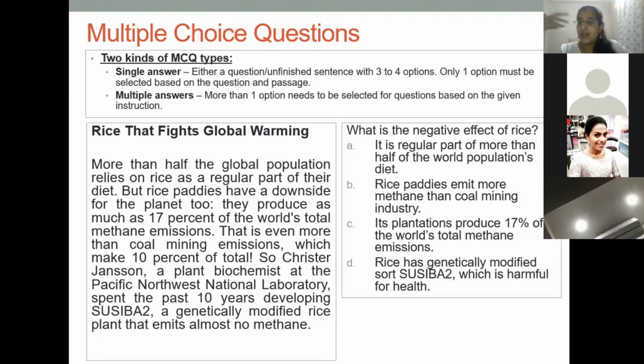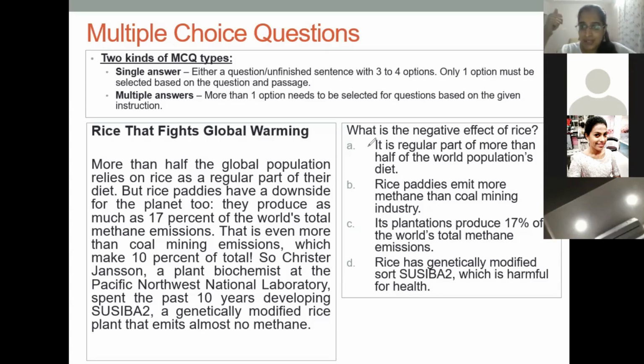Clear? To confuse you, I'm talking about some distractors. Maybe all options are in some way present in the text, but they are not correct. There's just one option out of these three or four which is correct. That is multiple choice single answer. How do you do it?